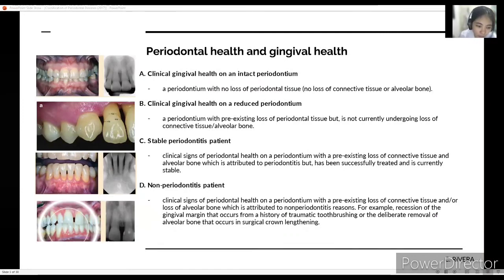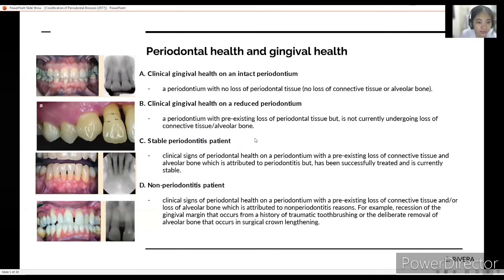The objectives for future treatment are to address the patient's self-care habits, reinforce proper oral hygiene, and primarily educate the patient. The next part of treatment is to periodically monitor the patient's periodontal status to prevent further loss of tissue. So, here is the non-periodontitis patient image.